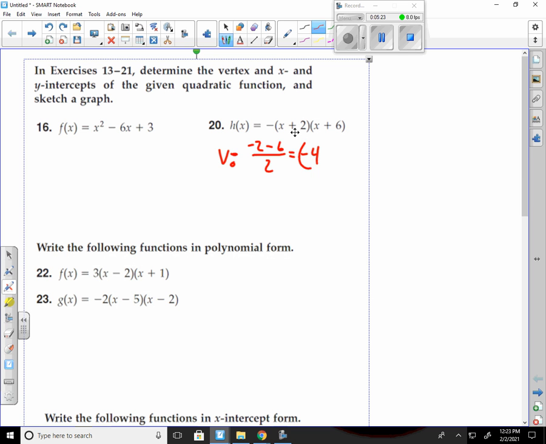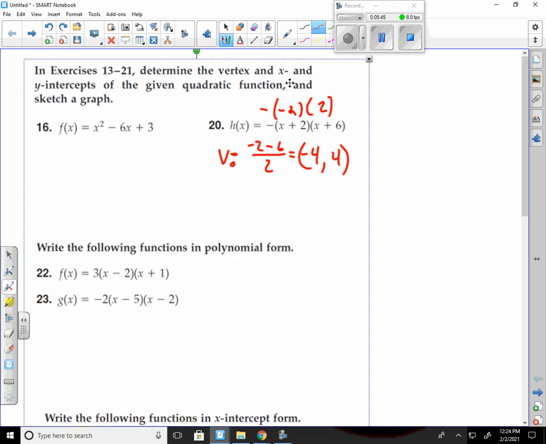To find the y value, plug that negative 4 in. Negative 4 plus 2 is negative 2. Negative 4 plus 6 is positive 2. I have negative of a negative 2, which is positive 2, times positive 2, gives us a vertex of negative 4, 4.